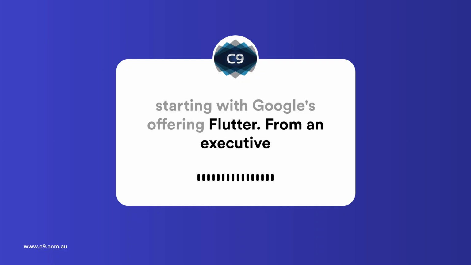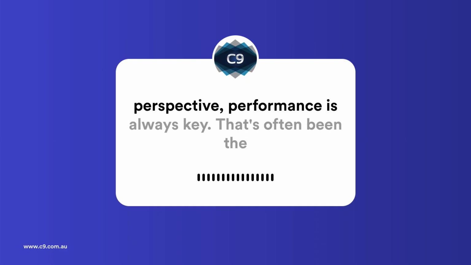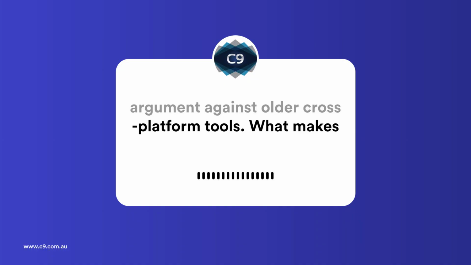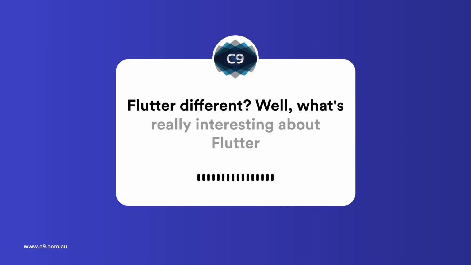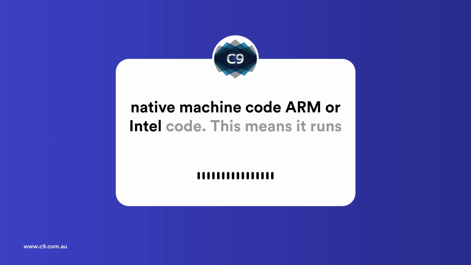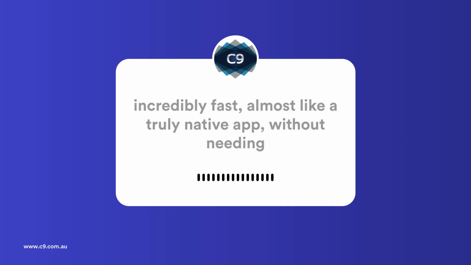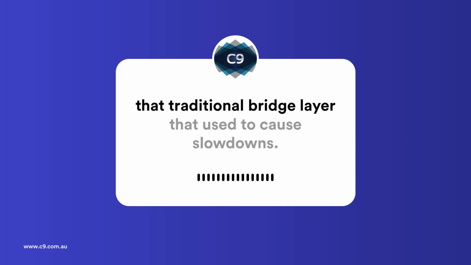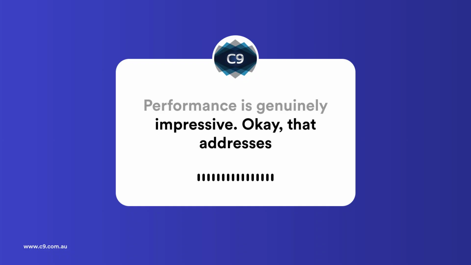Okay, let's dig into those, starting with Google's offering, Flutter. From an executive perspective, performance is always key. That's often been the argument against older cross-platform tools. What makes Flutter different? Well, what's really interesting about Flutter is how it tackles performance. It actually compiles directly to native machine code, ARM or Intel code. This means it runs incredibly fast, almost like a truly native app, without needing that traditional bridge layer that used to cause slowdowns. Performance is genuinely impressive.